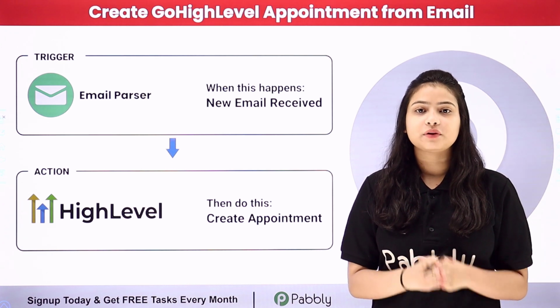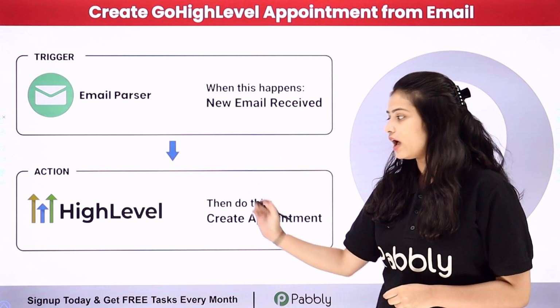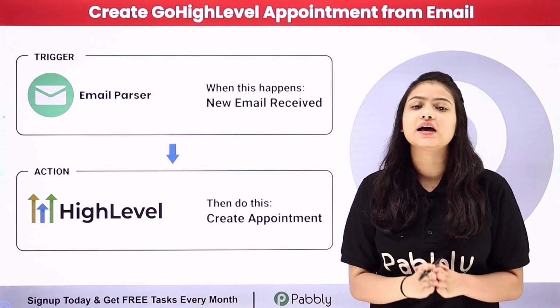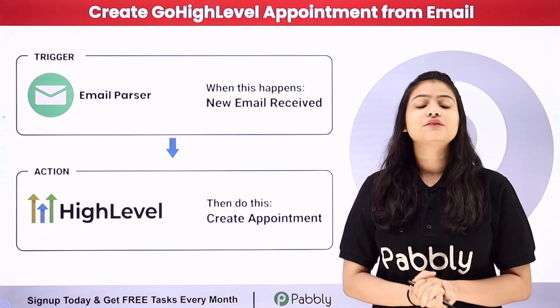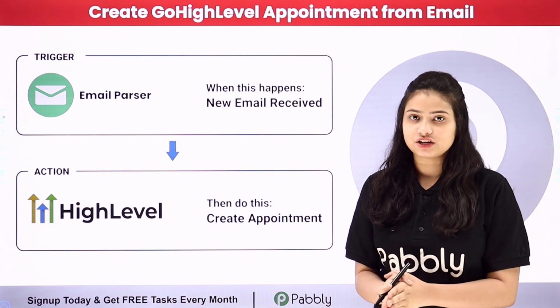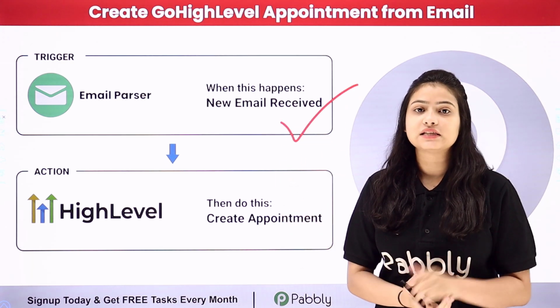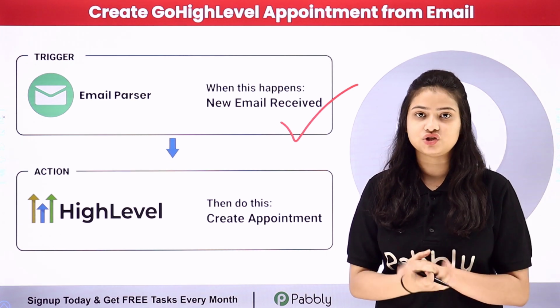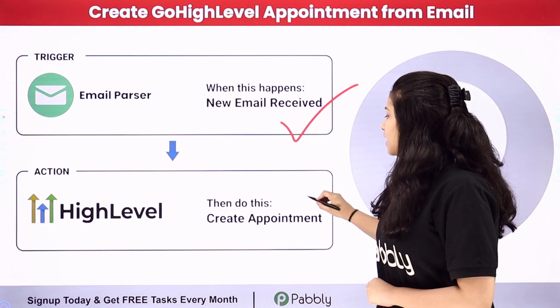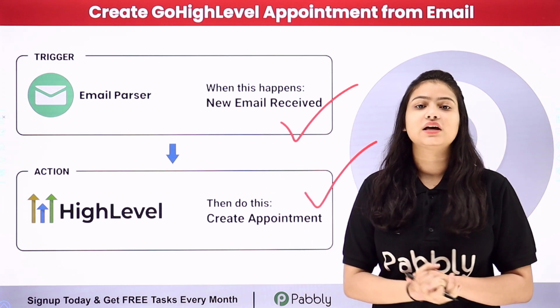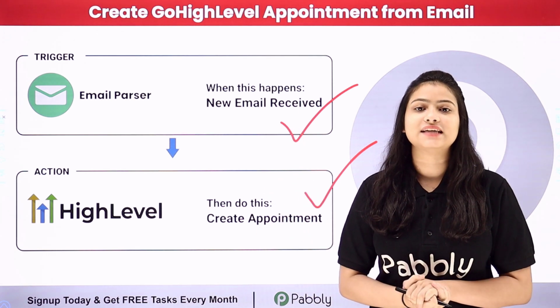For this, we will have to set up a connection between our Gmail account and GoHighLevel, and that we are going to do without any coding or programming skills with the help of Pabbly Connect. Pabbly Connect works on two principles, trigger and action. In the trigger, we are going to take Email Parser, through which we are going to retrieve in Pabbly Connect the emails which we receive on our Gmail account, and then we are going to take GoHighLevel in our action. And we are going to set up a connection between these two applications with the help of Pabbly Connect to automate this entire process.